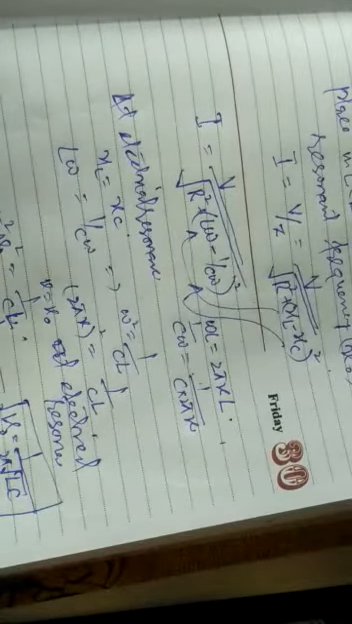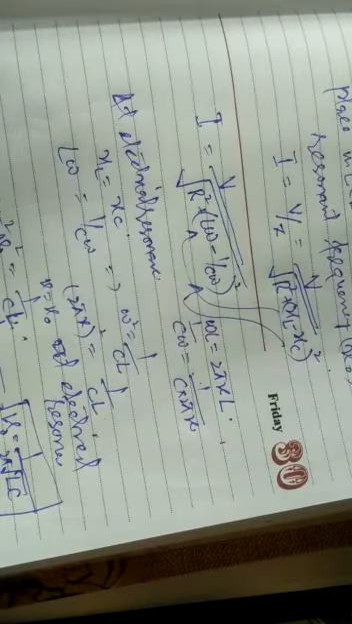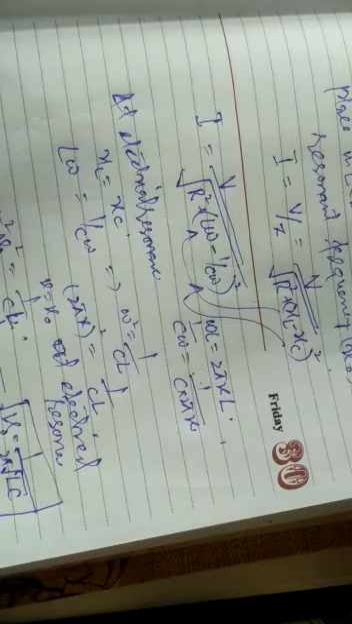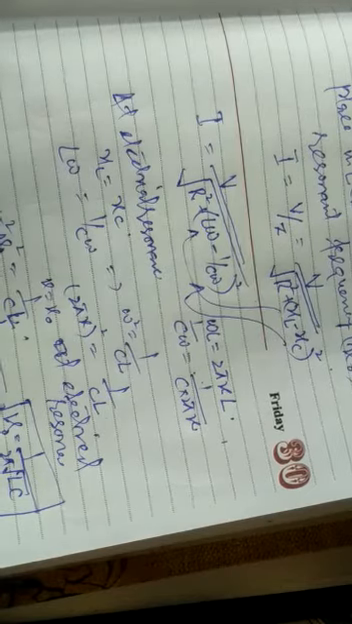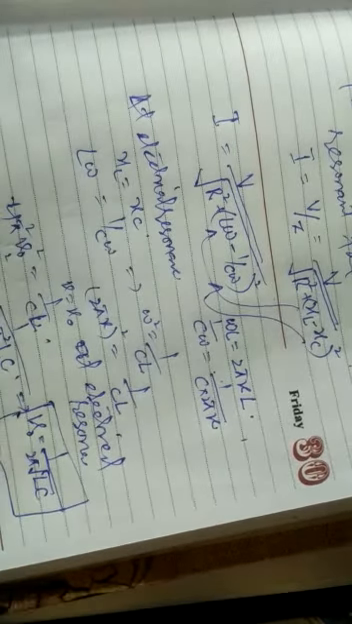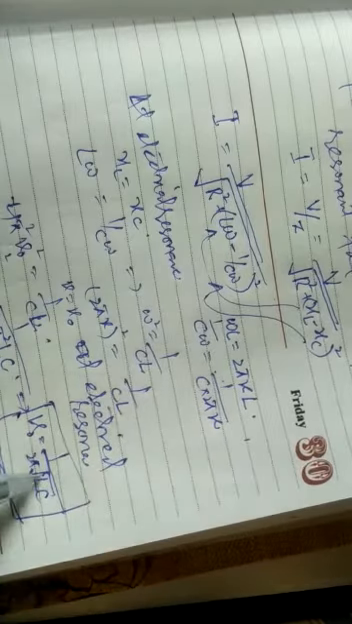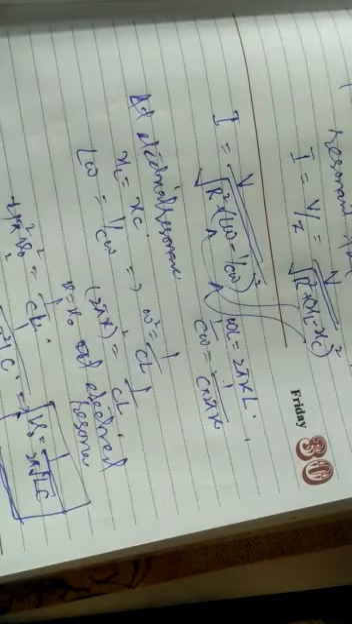This resonant frequency is independent of the resistance in the LCR circuit. However, the sharpness of resonance decreases with increase in R. So you have to remember this expression for resonant frequency. It is inversely proportional to the root of inductance and capacitance.